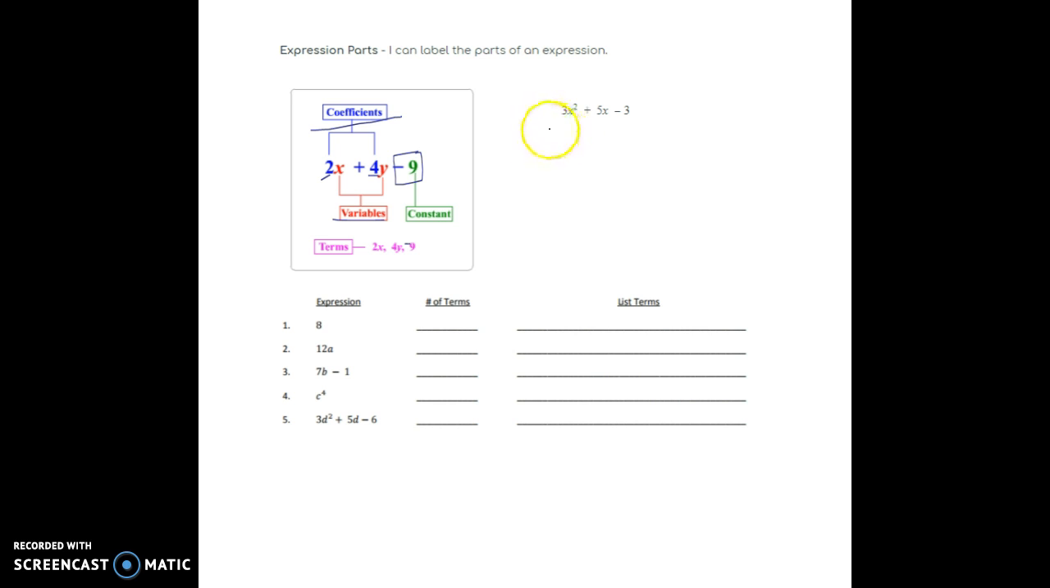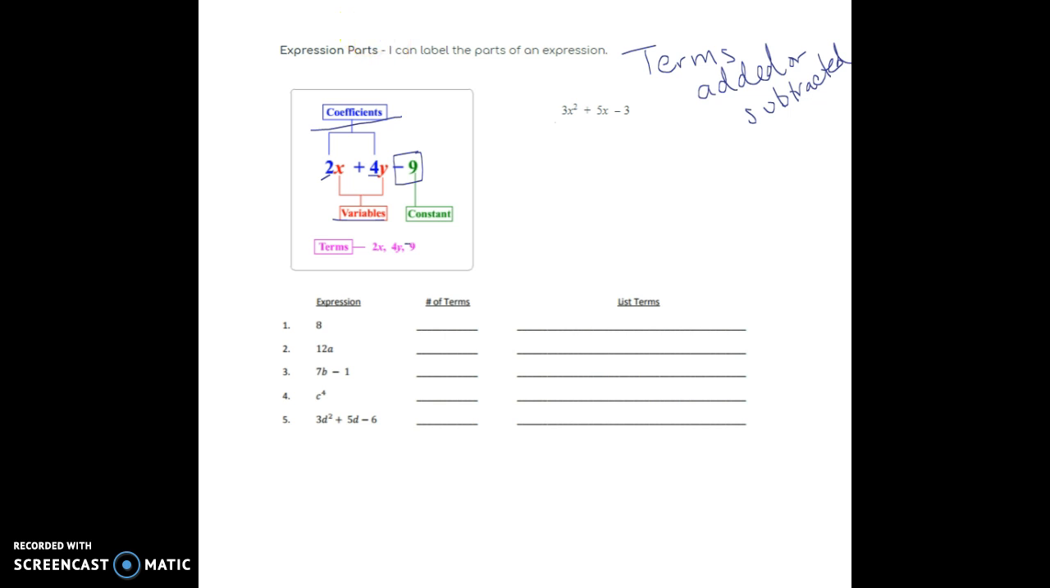Anyway, so for this one, this has how many terms? And terms are added or subtracted. Okay, so this has how many things that are added or subtracted? It has, wait for it, 3, right? 3 things that are added or subtracted. When there is a negative, you need to keep it with a term, okay? You need to keep it with a term. Those are my 3 terms.